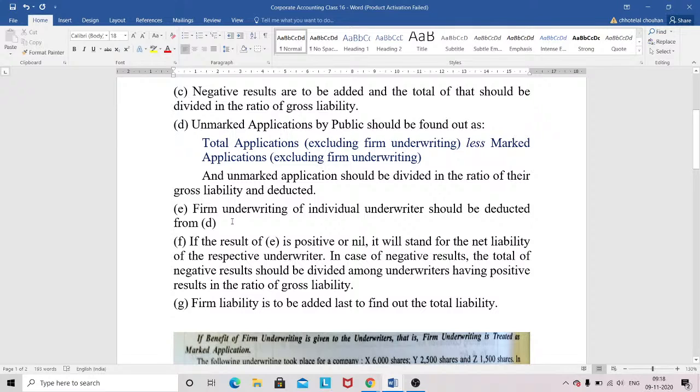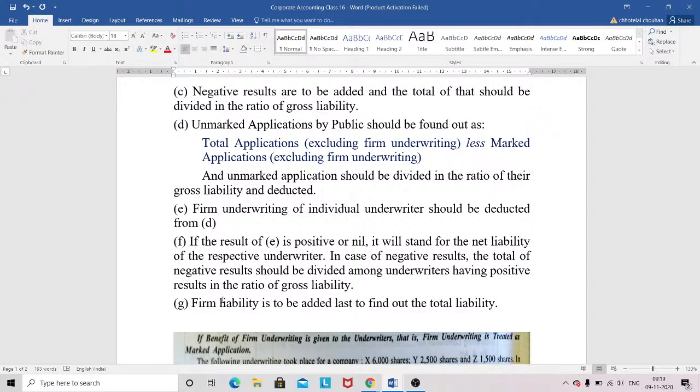So first step, deduct marked application; second step, deduct unmarked application; third step, deduct form underwriting. After that, if you find that particular result positive or nil, it is fine, but if it is negative then you have to adjust it. And at the very end of the schedule, you need to add the form liability or form underwriting. The last step, form underwriting will be added, whichever way you do it. By any process you can apply, but at the end of the calculation you must add that form underwriting.